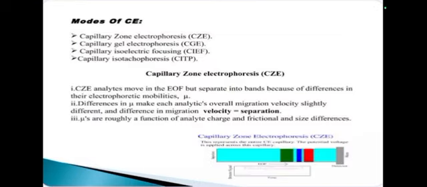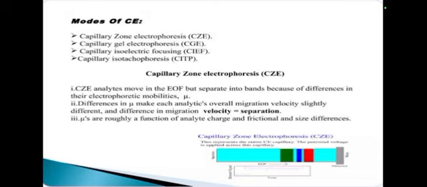Next we see the modes of capillary electrophoresis. There are 4 modes. First, capillary zone electrophoresis, CZE. Second, capillary gel electrophoresis, CGE. Third, capillary isoelectric focusing, CIEF. Fourth, capillary isotachophoresis, CITP. These are the 4 modes of capillary electrophoresis.